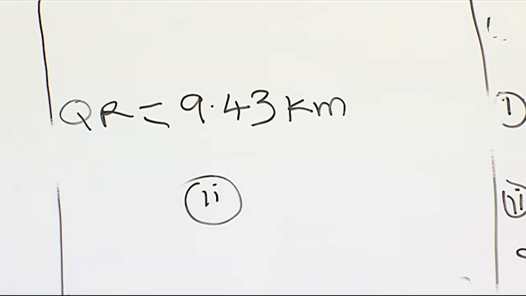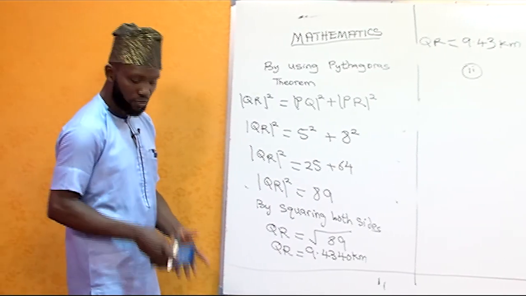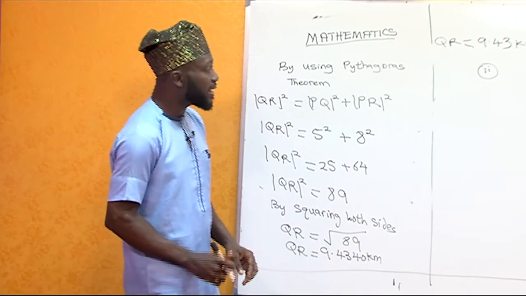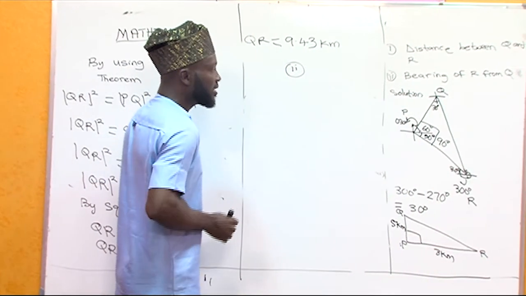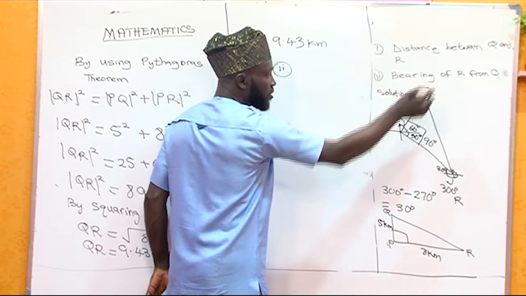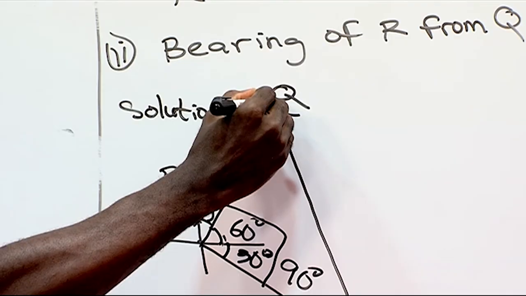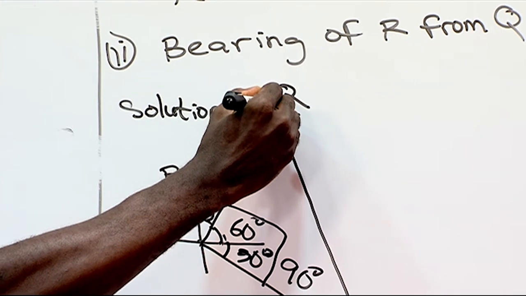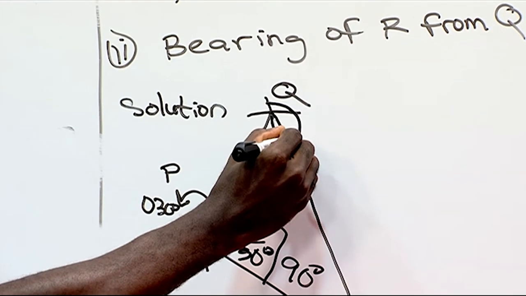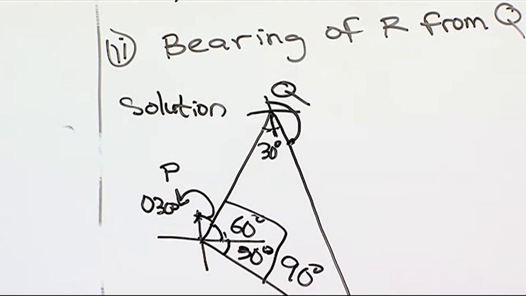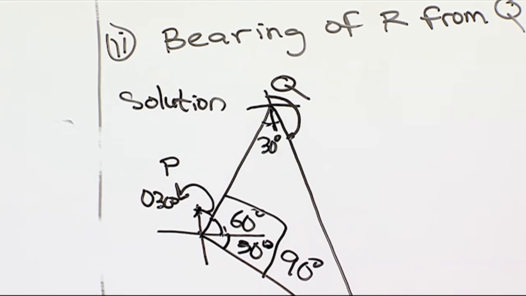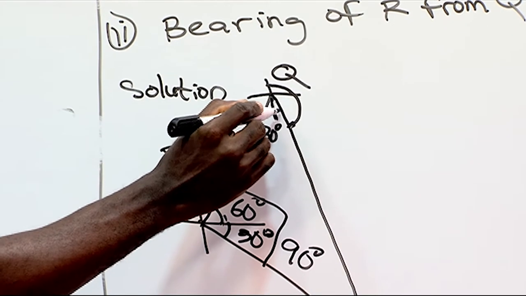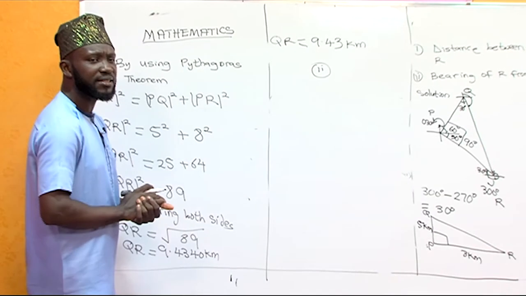Then the next part, we are asked to find the bearing of R from Q. When we are looking for the bearing of R from Q, let's go back to our diagram. Since we are looking for the bearing of R from Q, it means we go to the Q point, starting from the north, and it ends at this place. That is the bearing we are looking for. Now, in order to get this bearing, the first thing we need to do is get this small angle.